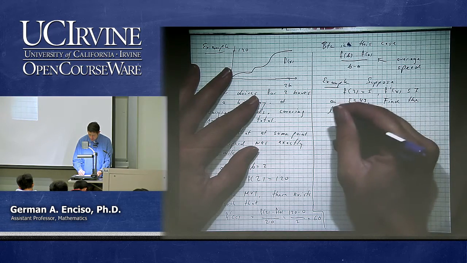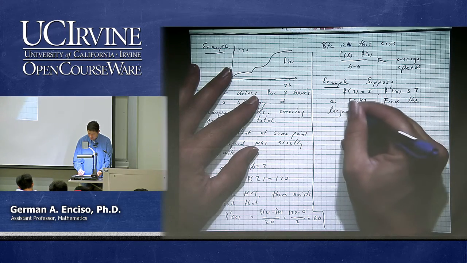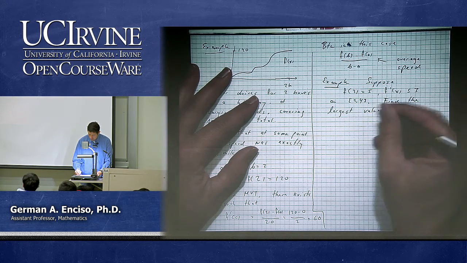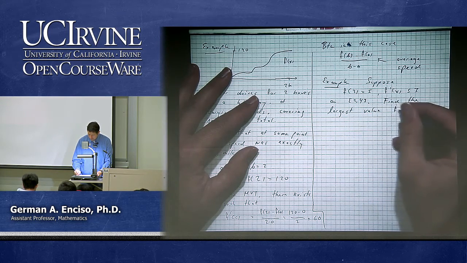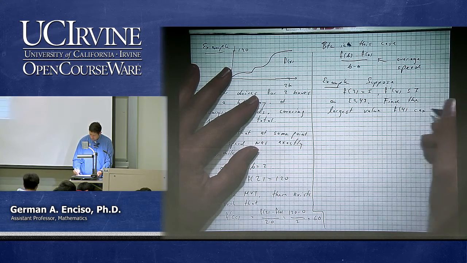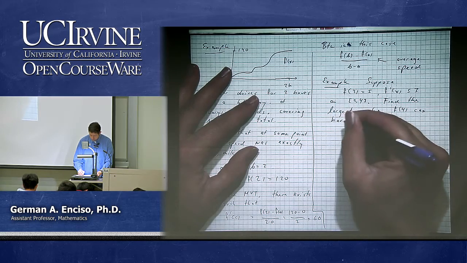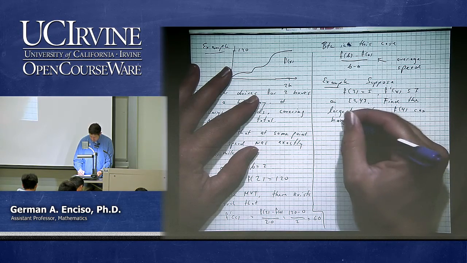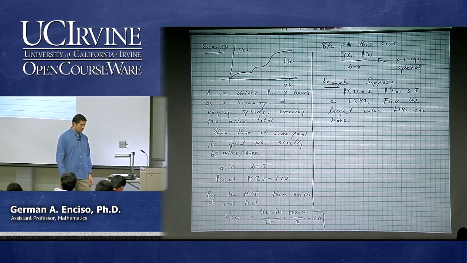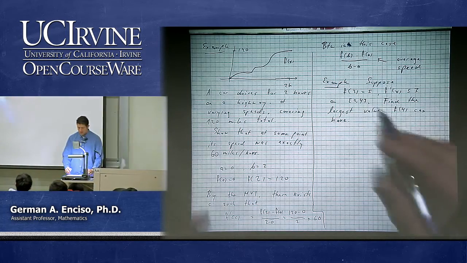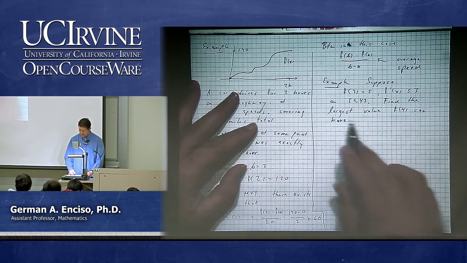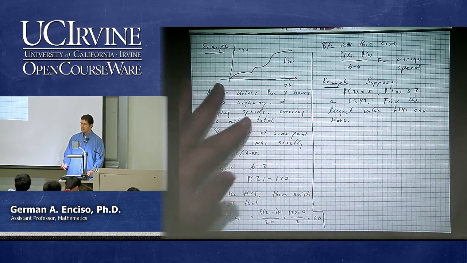So find the largest value that f of 4 can have. It's kind of a strange question. You know the value of the function at one point, and you know something about the derivative. Find the largest value that f of 4 can have.